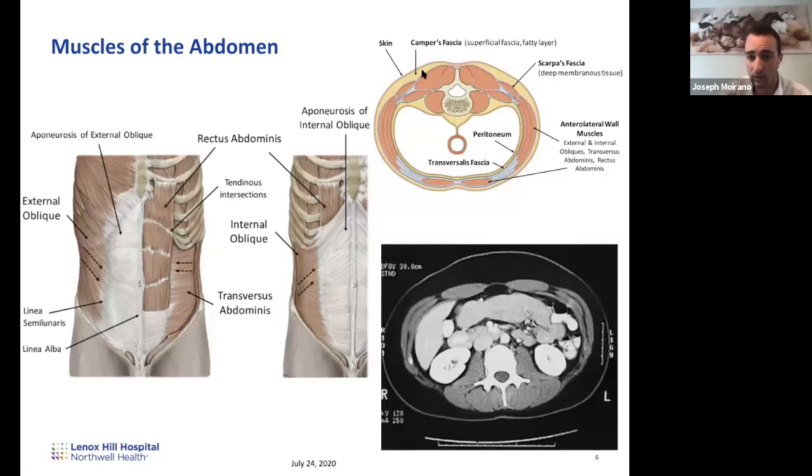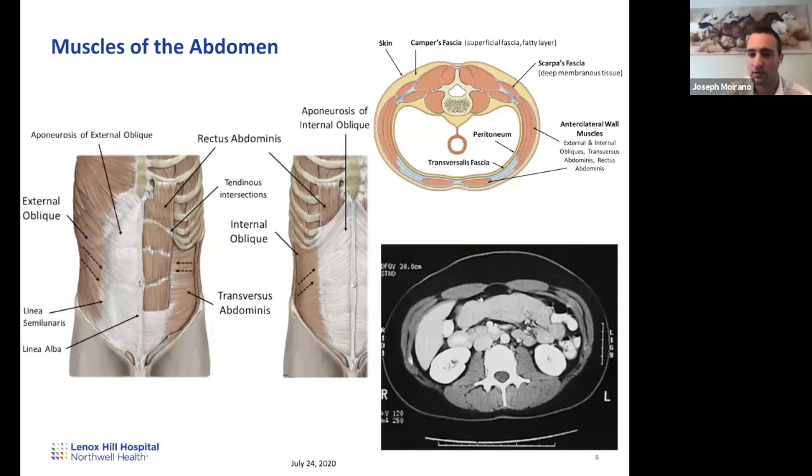And then deep to those layers are going to be this first one here, which is the external oblique, then the internal oblique, then the transversus abdominis. And then all the way on the inside here, there's something called the transversalis fascia, which is not the fascia from the transversus abdominis, but its own fascial layer in itself.